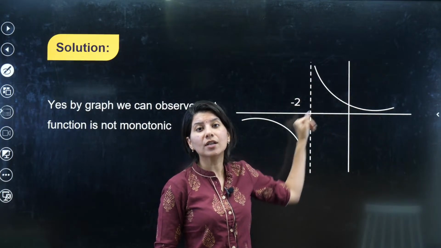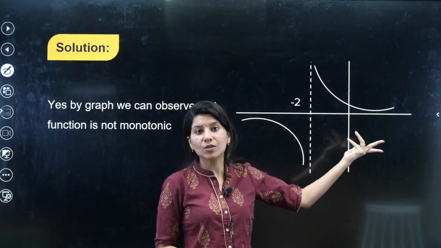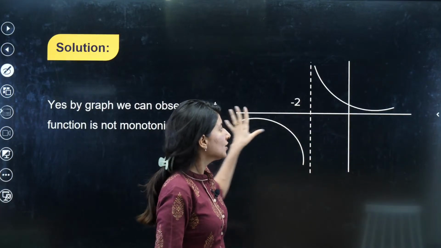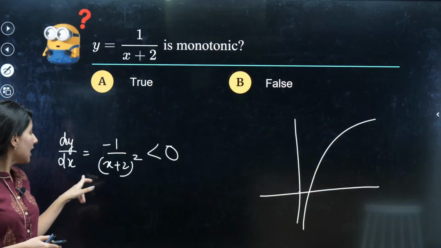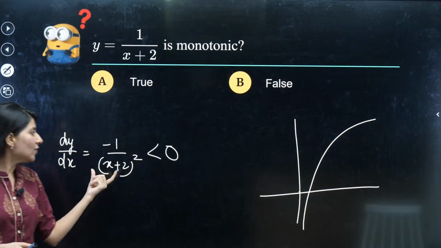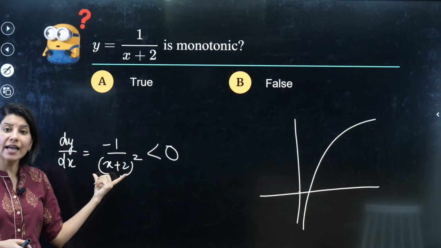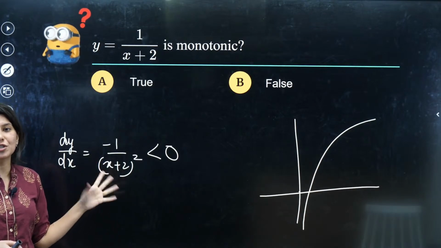This is a rectangular hyperbola graph. y equals 1 by x also looks similar. So again, you can clearly see it is non-monotonic. What is happening? Why is this test failing? What is happening with my test? So over here, can you see that at x equals minus 2, my dy by dx is non-differentiable.